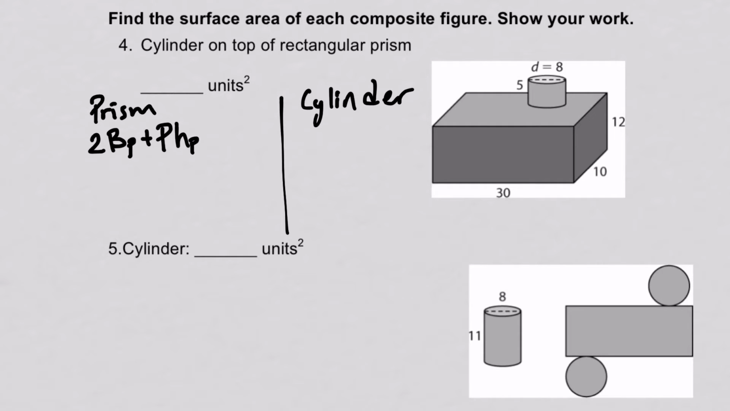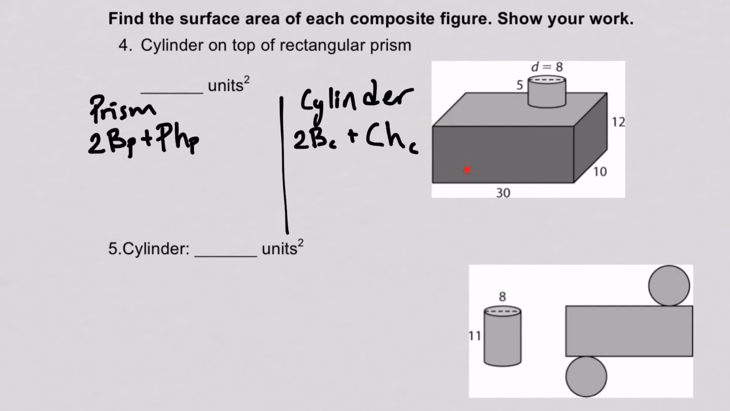The area of a cylinder is 2 times the area of the base once again, but now we're talking about a cylinder, so B sub C, plus the circumference of that cylinder times the height of that cylinder, so H sub C, to identify it from the height of the prism. I'm using those because there are 2 different shapes here, so I know which one's which.